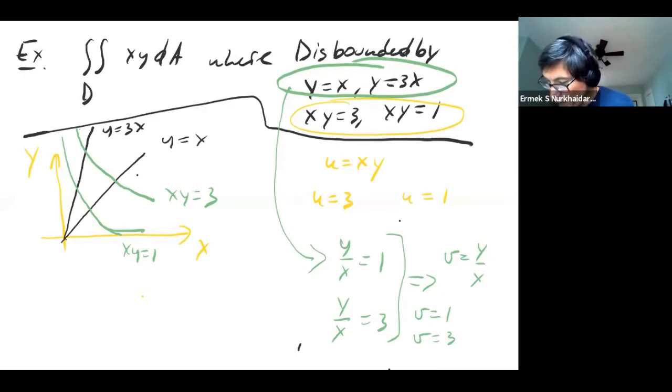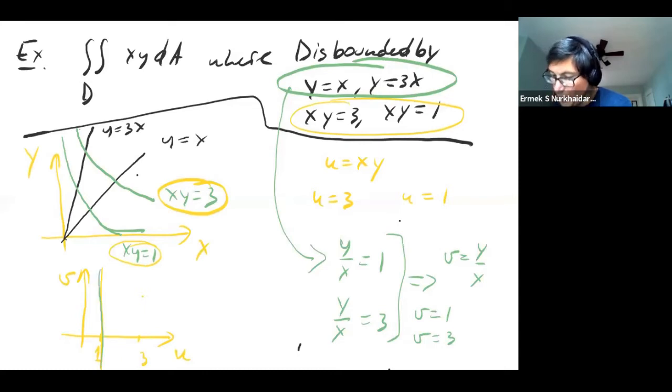then our region in terms of u and v is going to be so much better. Because xy equals 1 and xy equals 3, we transform that into u equals 1 and u equals 3. So xy equals 1 becomes u equals 1. xy equals 3 becomes u equals 3. Because that's what xy is. xy is u.